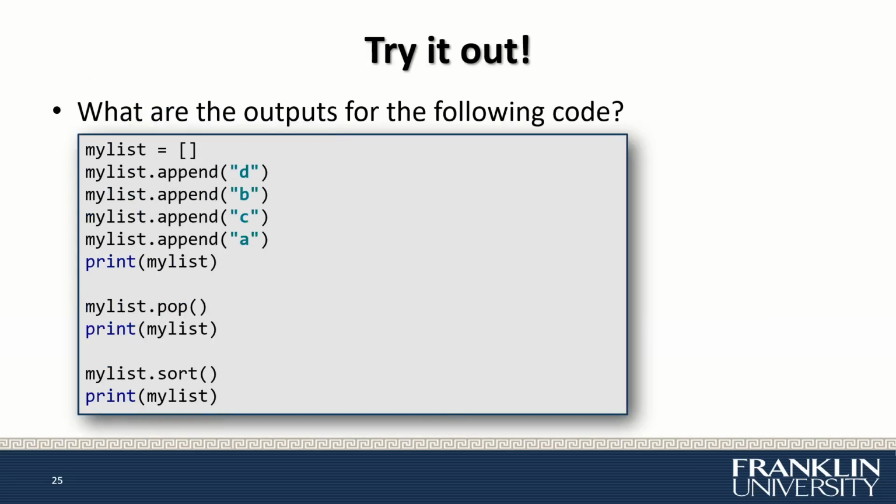What is the output of the following code? With my list as the empty list, I append D, B, C, and A. Take a look at that. I want you guys to try it, get the answer, and I will review the answer during class so we can compare. Do this exercise before class. It will help you go through the class lecture a lot faster and bring questions to class if you have any.